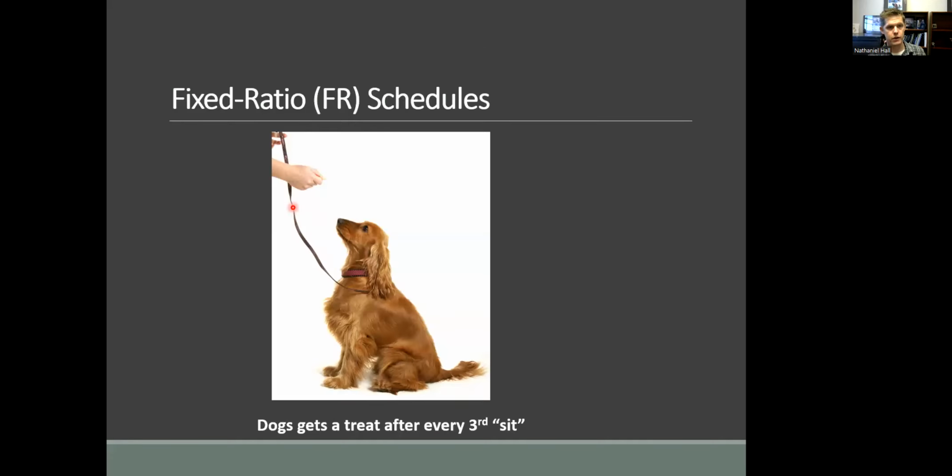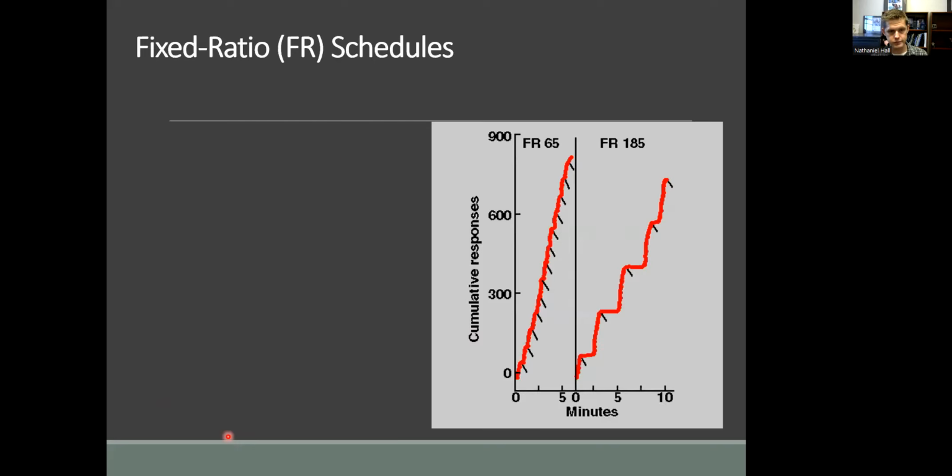Okay, so fixed ratio schedules, let's talk about those first. In a fixed ratio schedule, say for example, a dog would get a treat after every third sit. This would be an example of an FR3 situation. What type of behavioral patterns do we see under that?